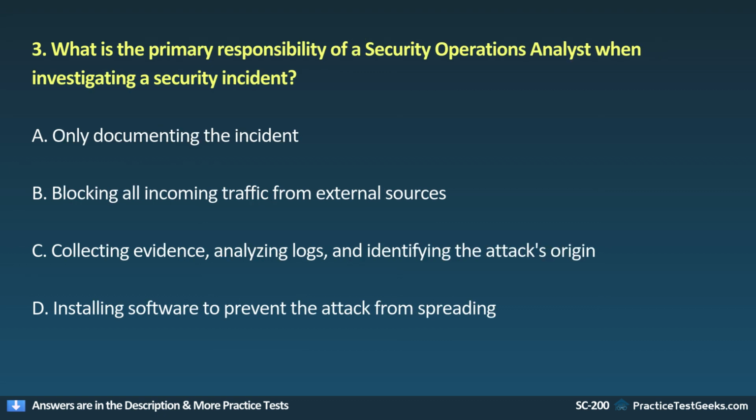3. What is the primary responsibility of a security operations analyst when investigating a security incident? A. Only documenting the incident. B. Blocking all incoming traffic from external sources. C. Collecting evidence, analyzing logs, and identifying the attack's origin. D. Installing software to prevent the attack from spreading.